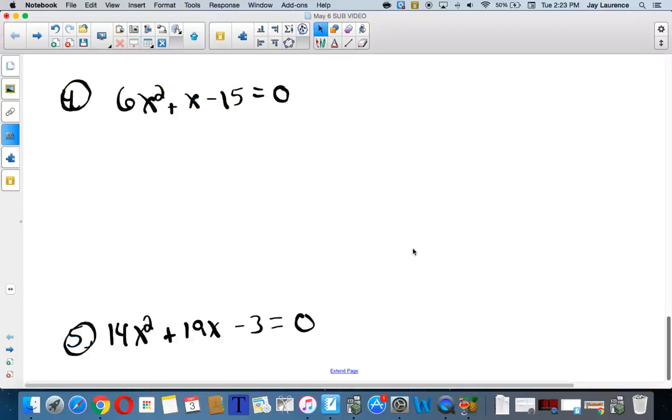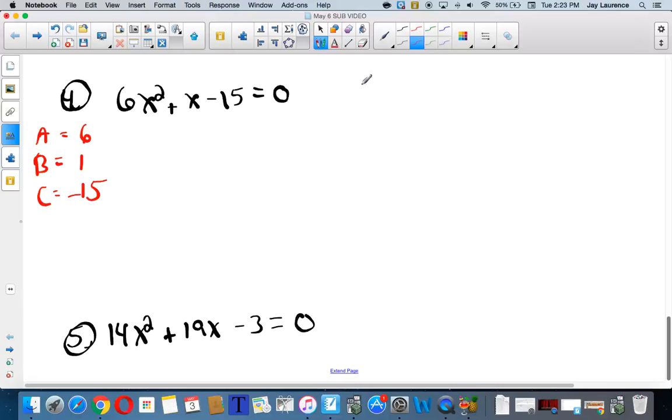Okay. So the first one, it's a trinomial. It's not a perfect square trinomial because 6x squared is not a perfect square. So I'm going to go check the discriminant, make sure it can be factored. All right. So A, B, C. 6, 1, negative 15. All right, so 1 squared minus 4AC. And so we get 1, we get a plus.